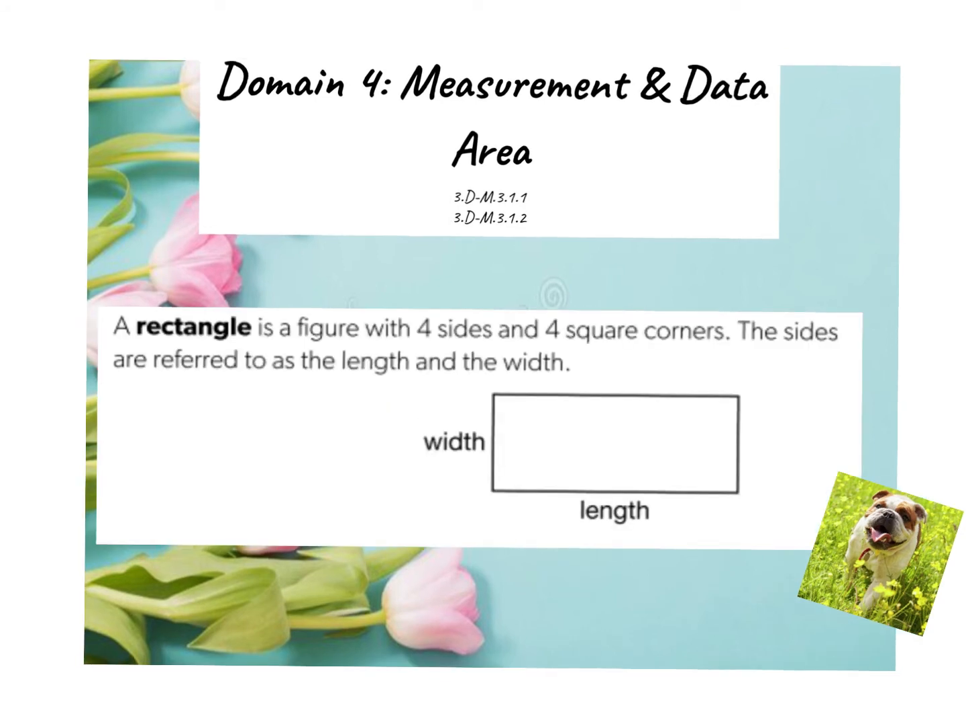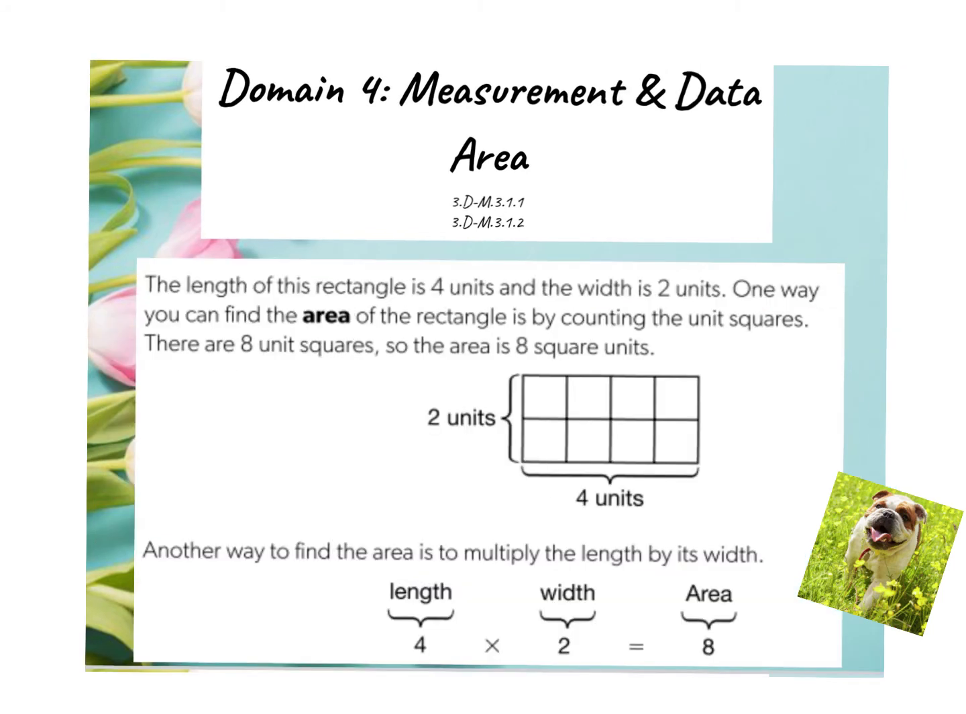Now remember, a rectangle is a figure with 4 sides and 4 square corners. The sides are referred to as the length and width. So we have the length and we have the width. Now we remember that the length of this rectangle is 4 units and the width is 2 units.